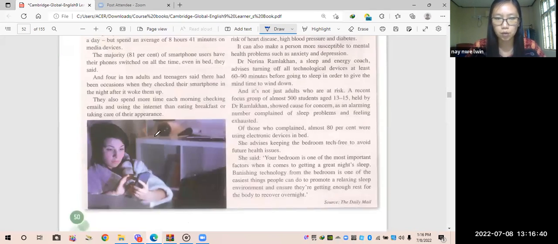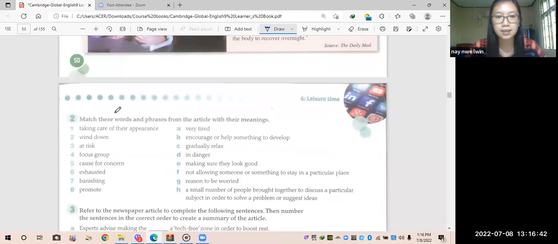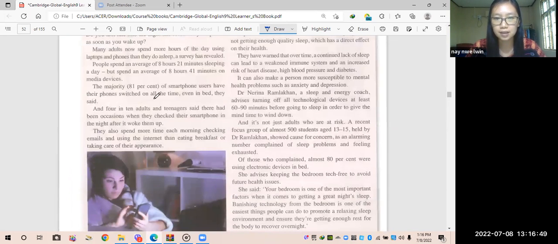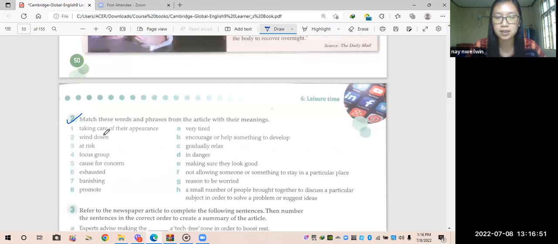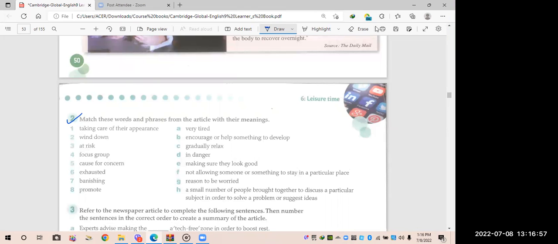Okay, so we'll move to number two. Match the words and phrases from the article with their meaning. So we'll do number two now. Read the article first, and then we'll find the phrases in the article, and you have to match the phrase and their definitions. Okay? Okay, teacher.